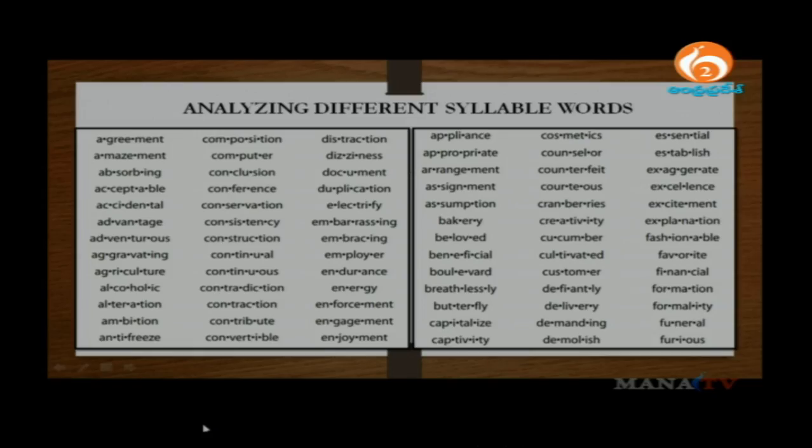When analyzing different syllable words, you just have to find the vowel sounds in the words. Agreement, amazement, absorbing, acceptable, accidental, advantage, adventurous. This is how you have to analyze different syllable words. So let us go with the next slide.